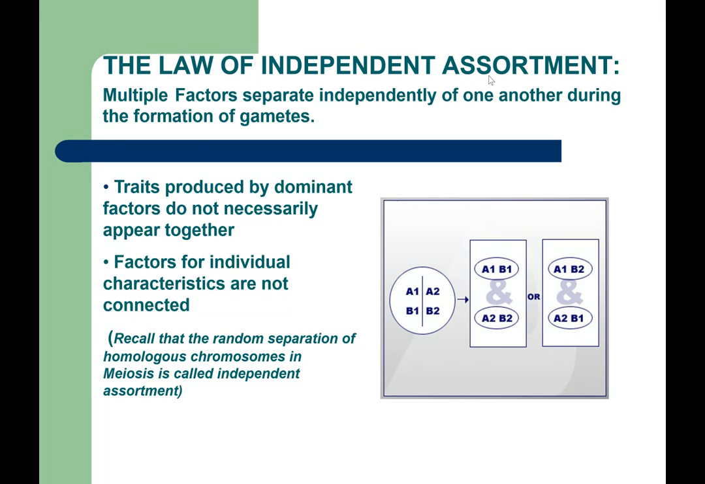So when we talked about not all of mom's genes and not all of dad's genes lining up on the same side of the cell before those cells are split, that's what this law is referring to. If you have dominant traits, they don't necessarily appear together. If you have recessive traits, they don't necessarily appear together. Alleles or factors for individual characteristics are not connected, meaning just because you have blonde hair doesn't mean you can't have brown eyes. They don't necessarily go together. And again, this is independent assortment in meiosis. We're just thinking about it in a different way here in this unit.